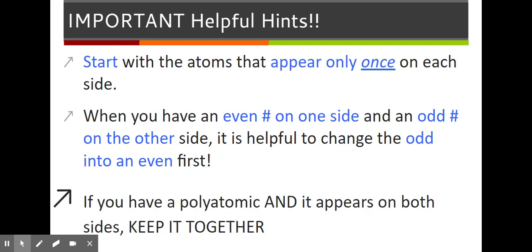And then last but not least, if you have a polyatomic ion and it appears on both sides of the equation, keep it together. Do not separate it, because polyatomic ions are not meant to be separated.